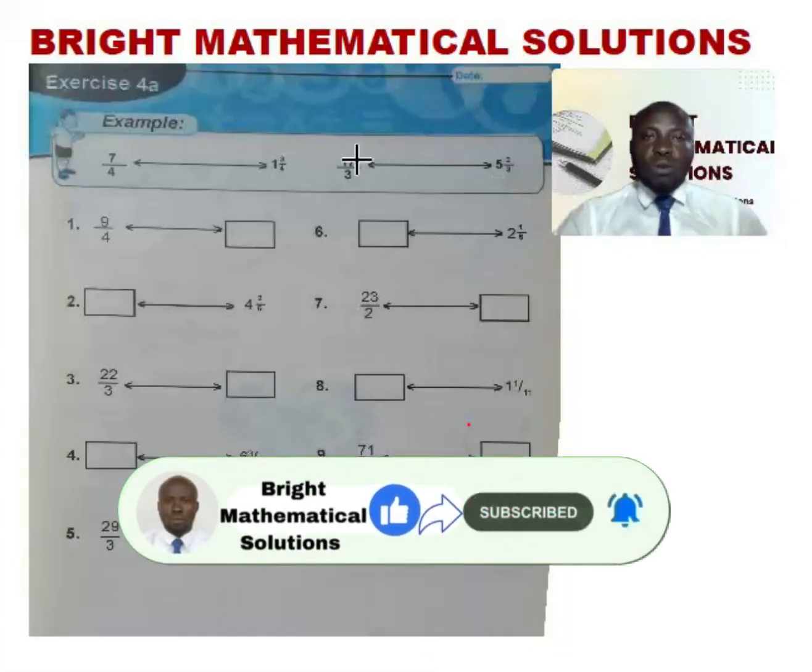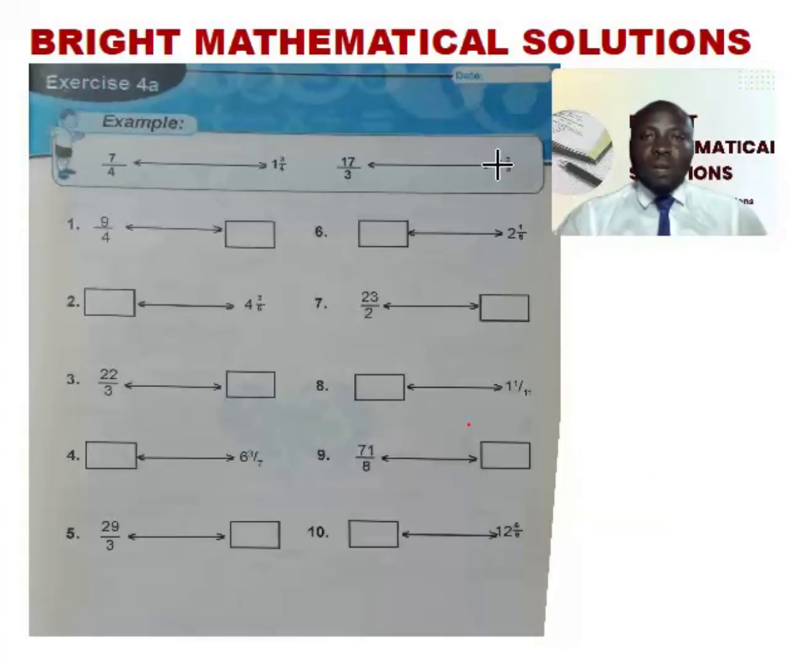So if you want to go back, that is 5 multiplied by 3, 15 plus 2, 17/3. 4 multiplied by 1, that's 4 plus 3, that's 7/4. So that's the operation. So let us go into the question in specifics.